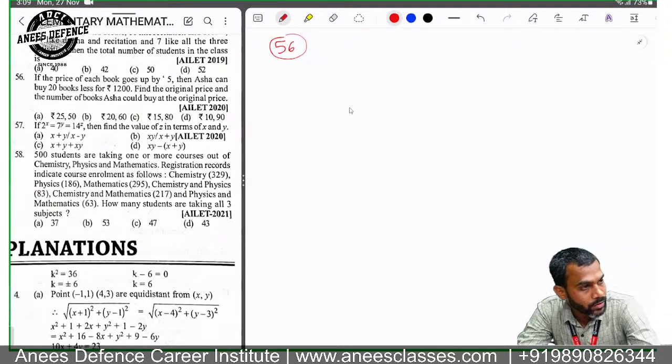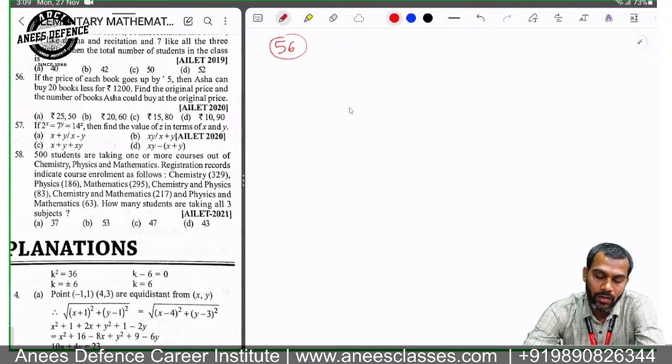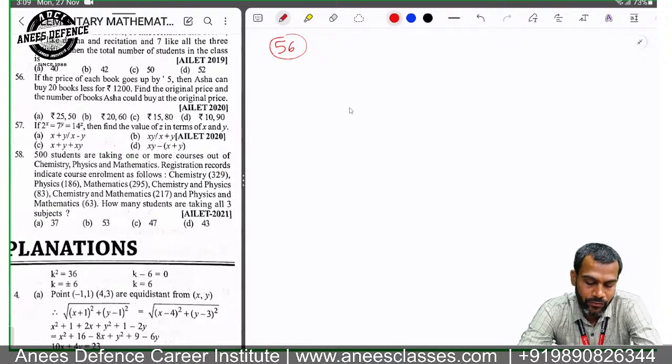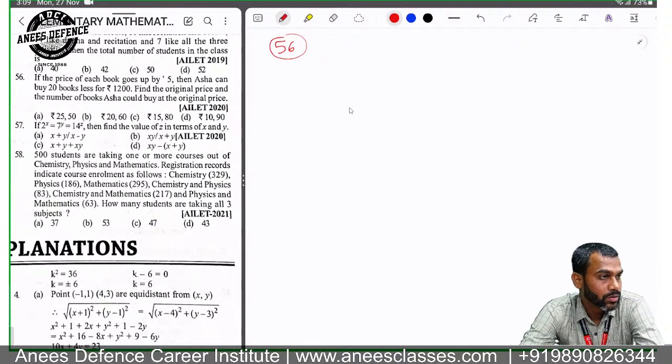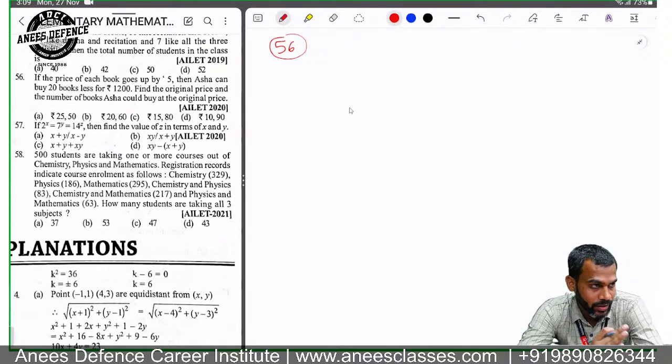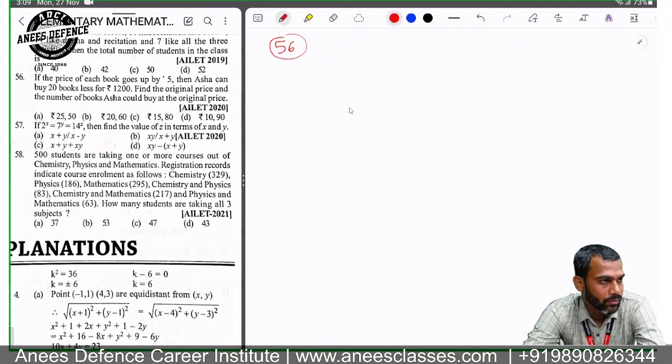See, have you understood the question? If you increase the price of each item by 5 rupees, so for 1200 rupees, you can buy 20 fewer books. Are you getting it? Suppose n books one can buy at the original cost. If you increase the price by 5 rupees, then n minus 20 books you can buy. That is the thing. Understood?